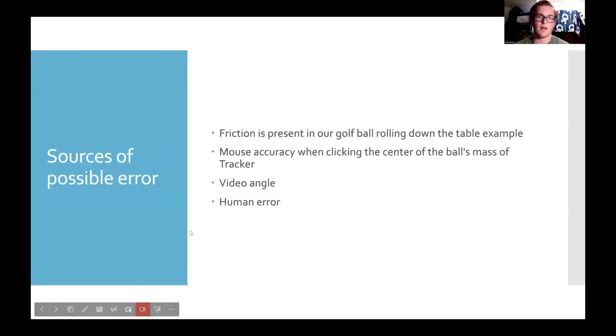In this experiment, I mentioned it earlier, but there are plenty of sources of possible error. Some of these things are friction. When friction is present, which it is in our Tracker experiment, it will slow down the golf ball and it will not remain at a constant velocity because of the friction. Another problem that could arise is mouse accuracy when we were clicking the center of the ball's mass in Tracker, which is just a human error thing, like my fourth point here. And the video angle, because of the angle of the video not being perfectly square, that could also have thrown off our data a touch.